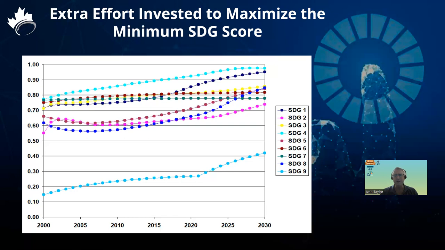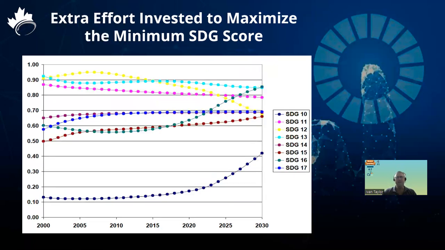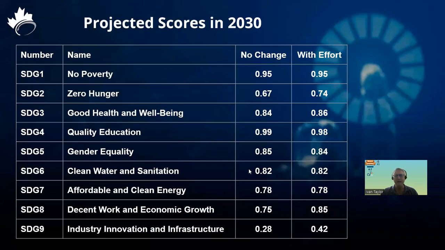So that's the first 9 SDGs. This is the next 8 SDGs, and it's hard to tell, but actually SDG 10, which was reduced inequalities, has increased quite a bit from the previous run of the model. And we can see that in these results here, where we compare the results when there's no change in policy and when there's extra effort applied and new policies are developed to improve the minimum SDG score.